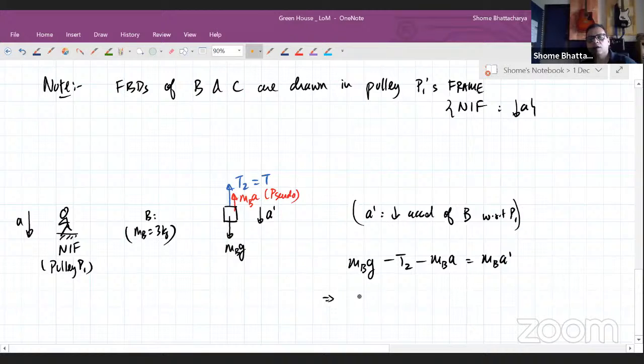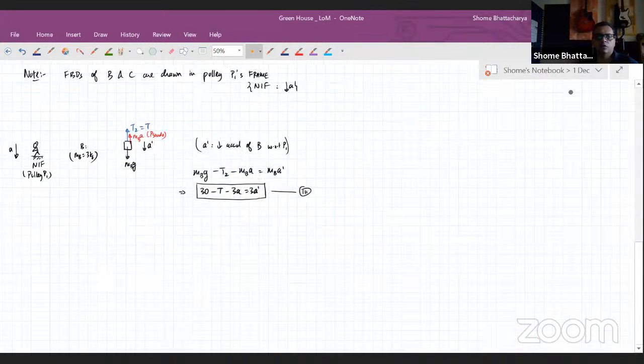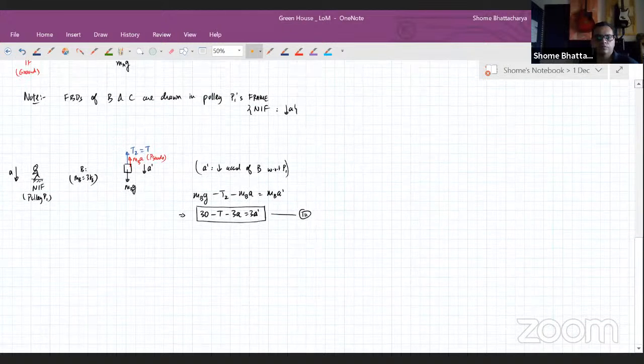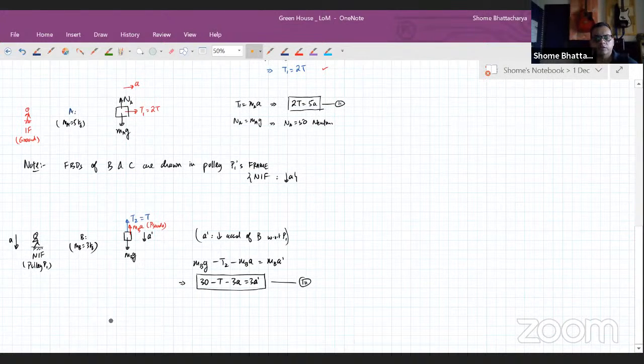So substitute the mass as 3 kg. So 30 minus tension T2, which is T, minus 3A is equal to 3A prime. So this becomes the important equation for us, our third equation. I'll just minimize this a little. Make sure you have got the three equations till now. And finally make the free body diagram of the block C also in the non-inertial frame. So note this down and make the FBD of the third one yourself.